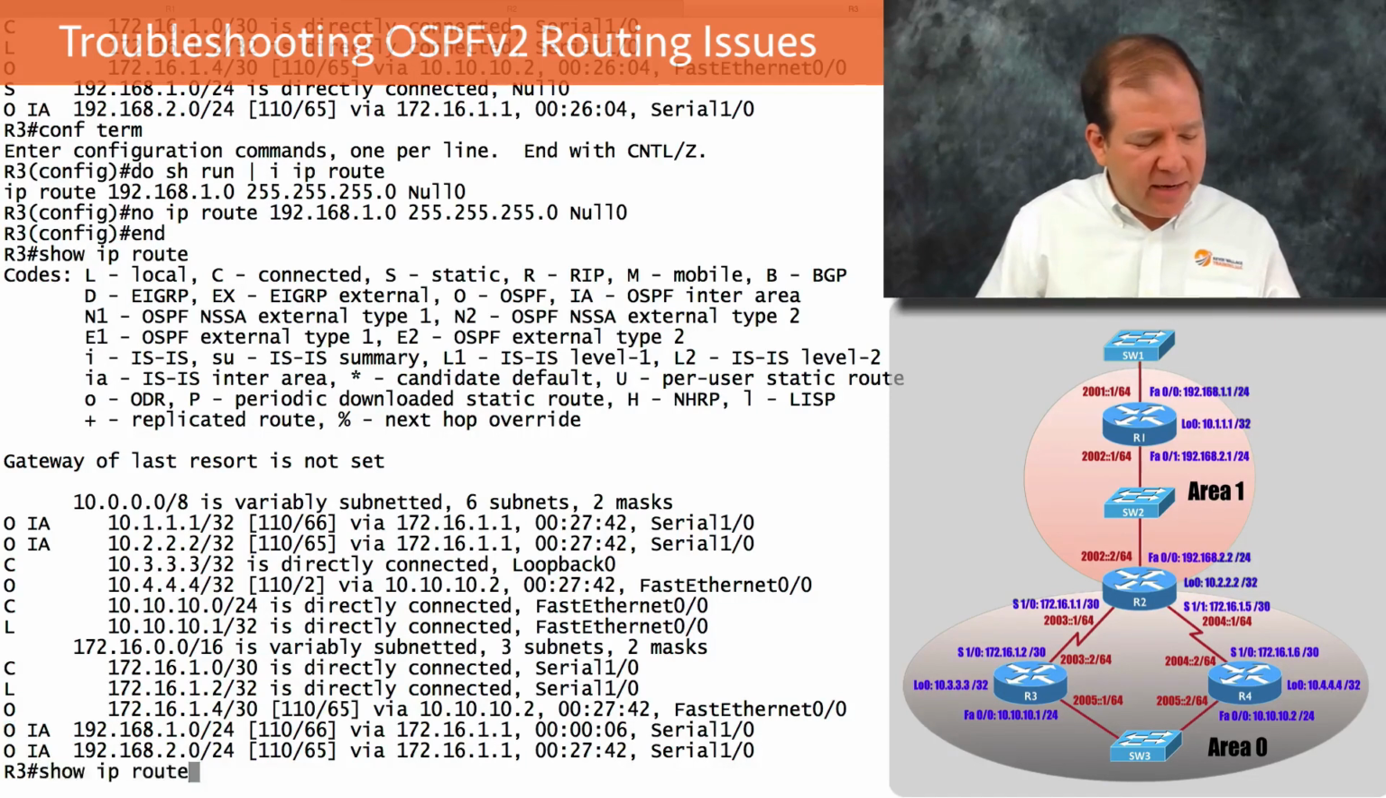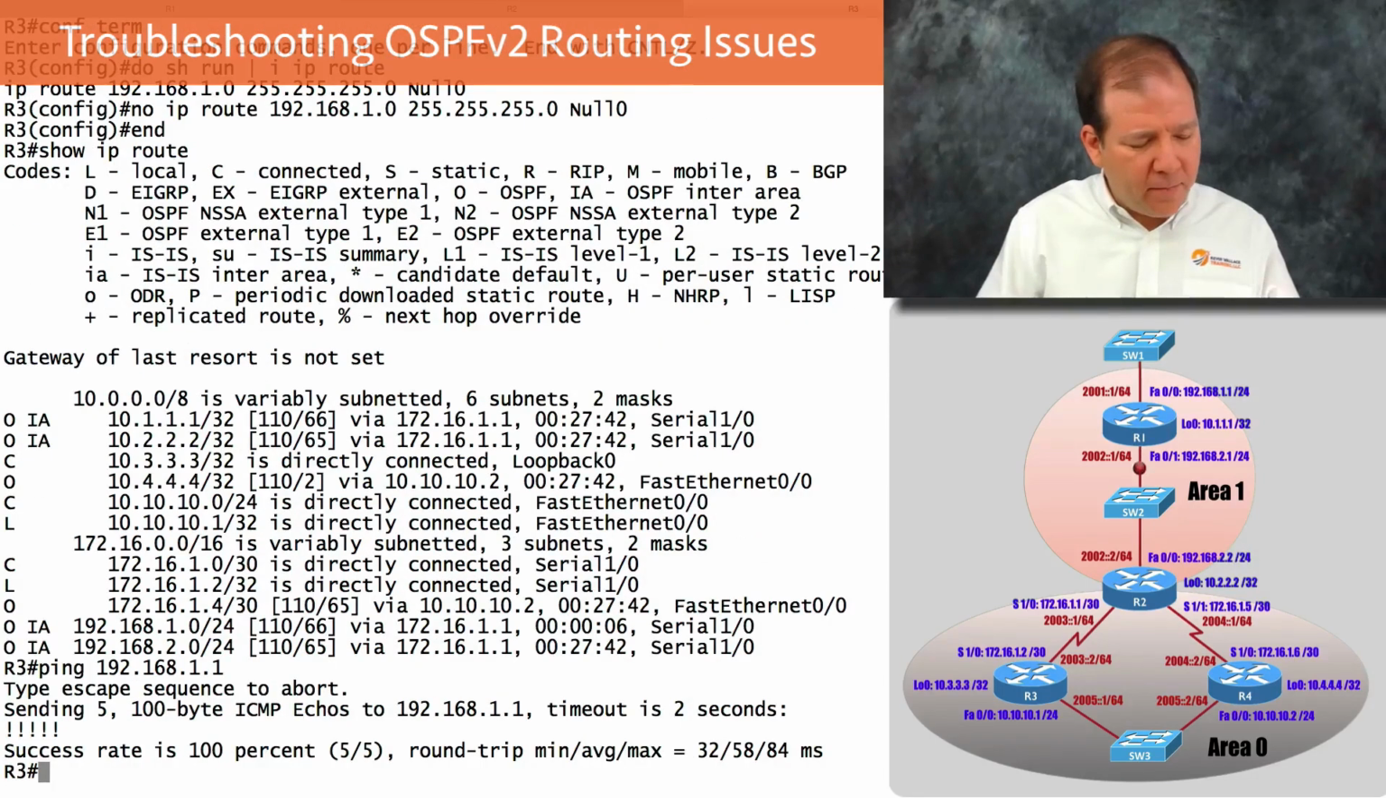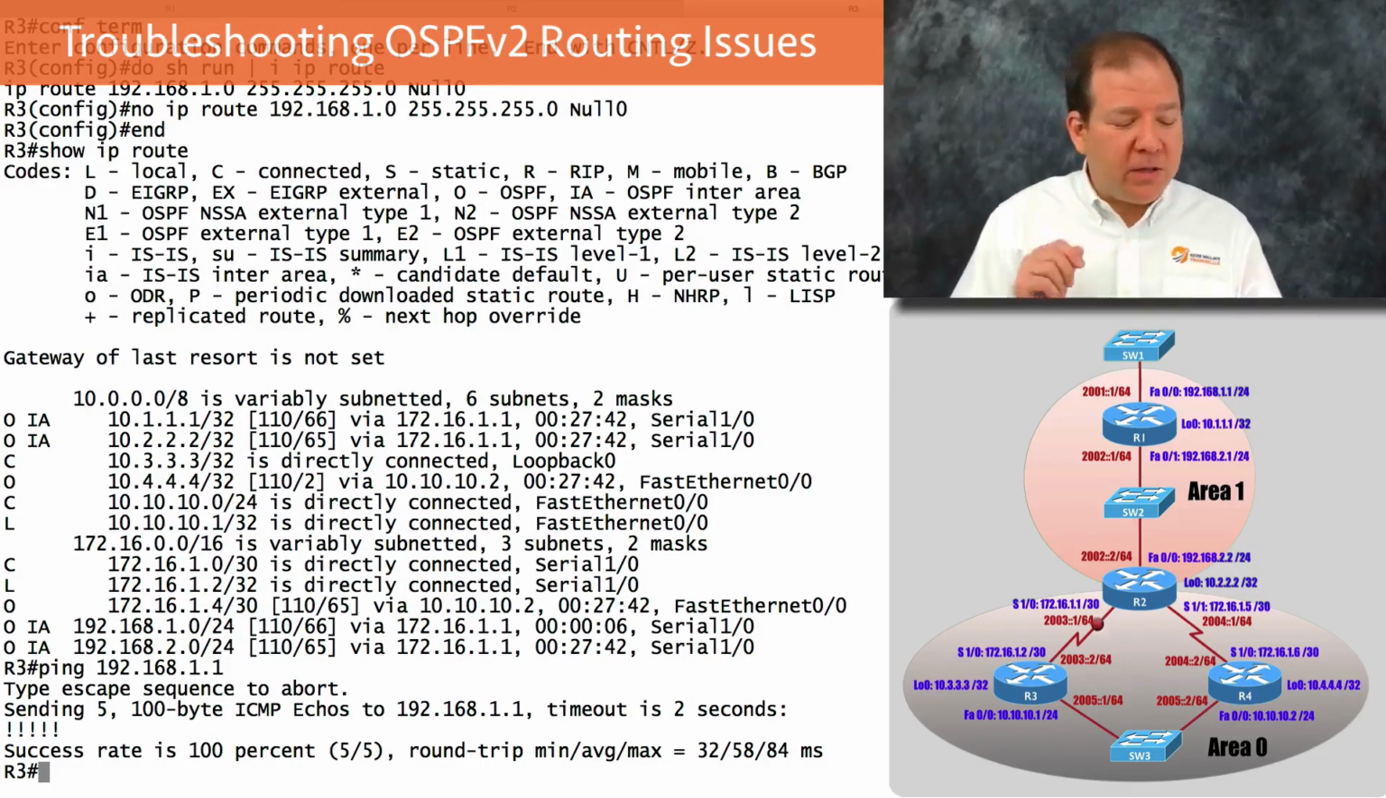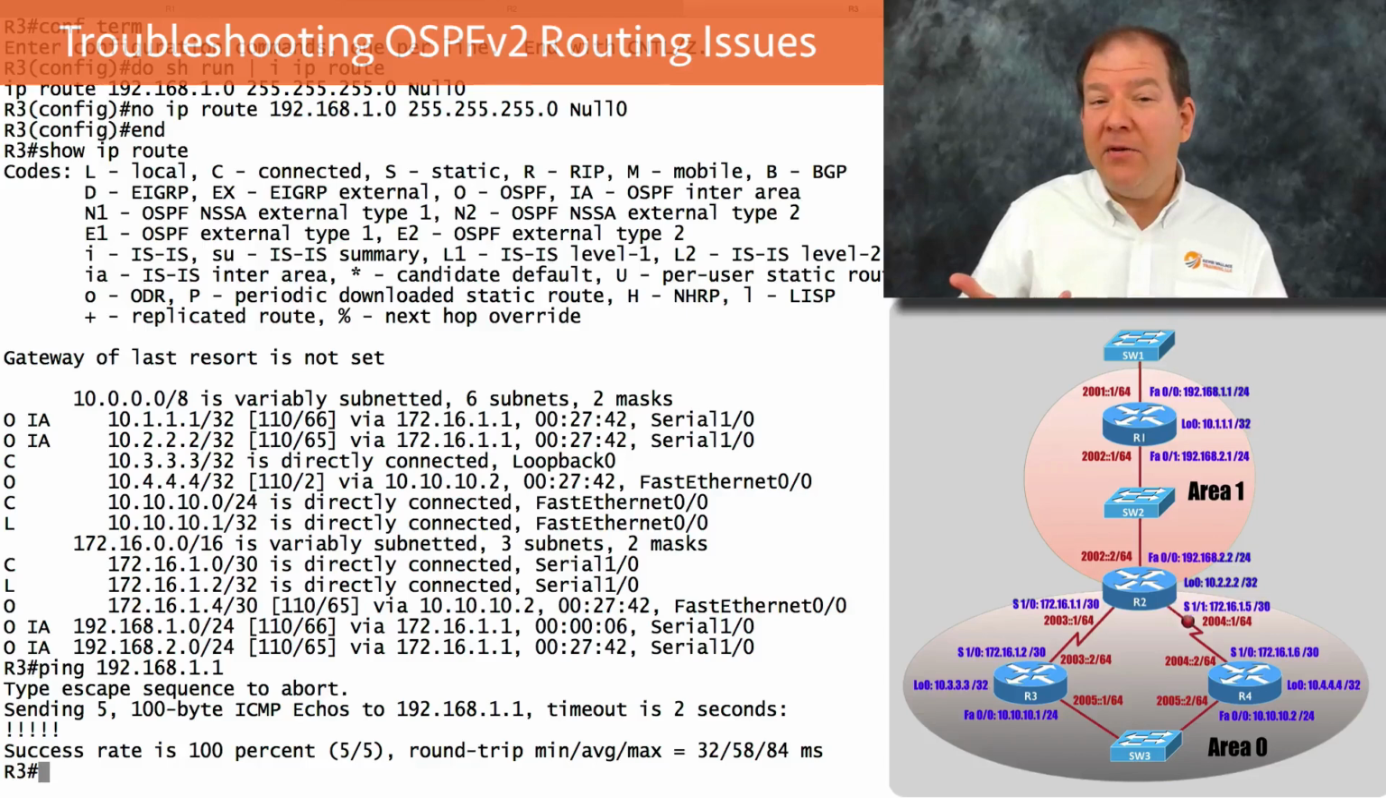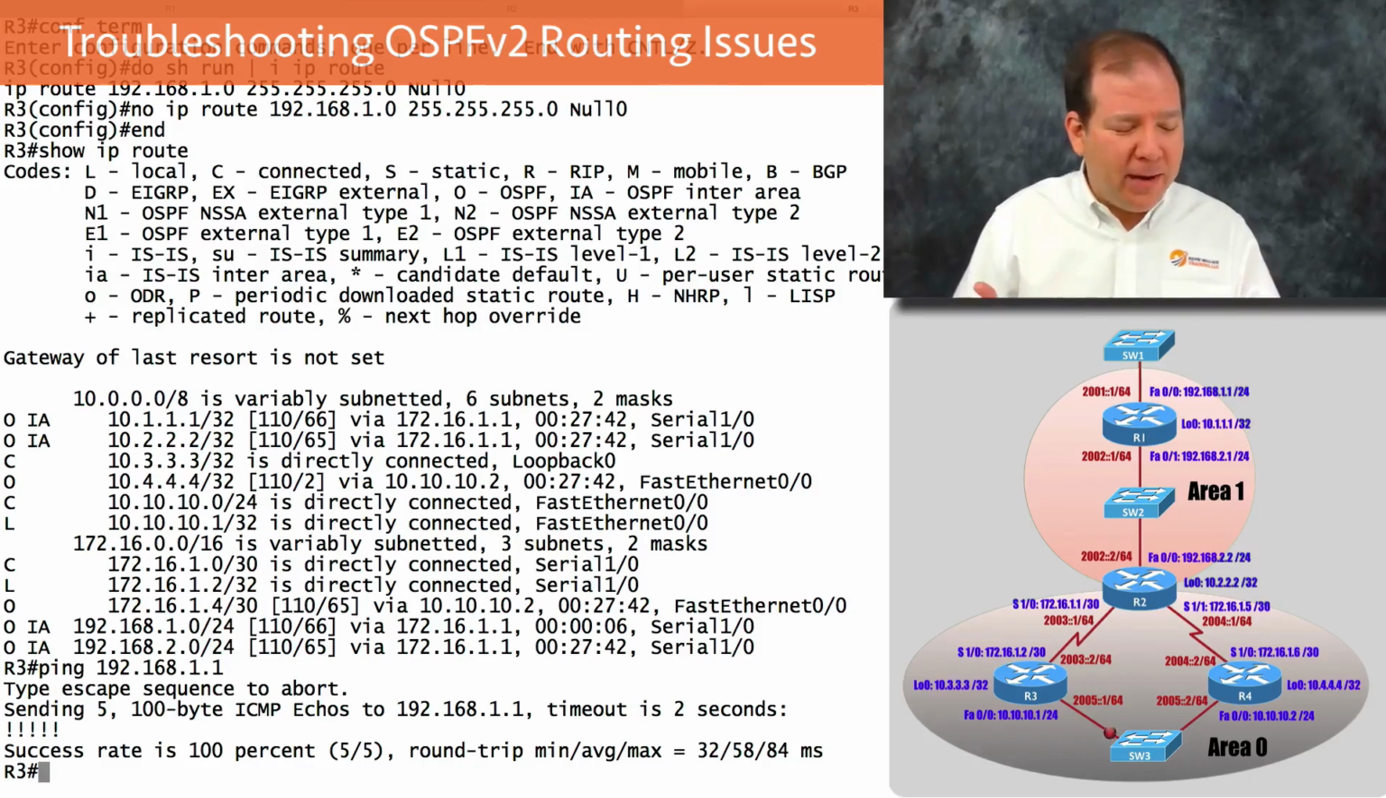Do we have connectivity now? Let's try. And we do. Fantastic. We resolved our connectivity issue, our routing issue, by getting rid of that more believable routing source, which in this case was a static route.